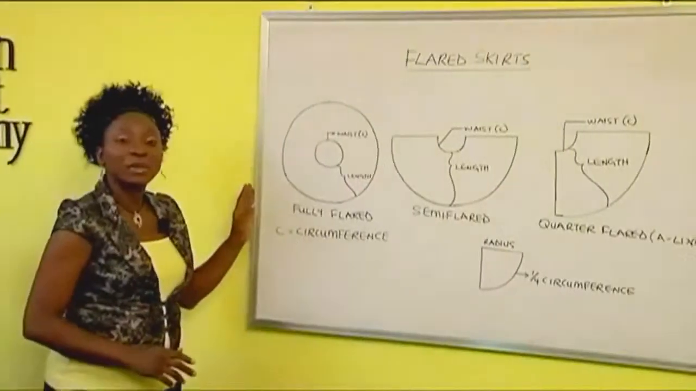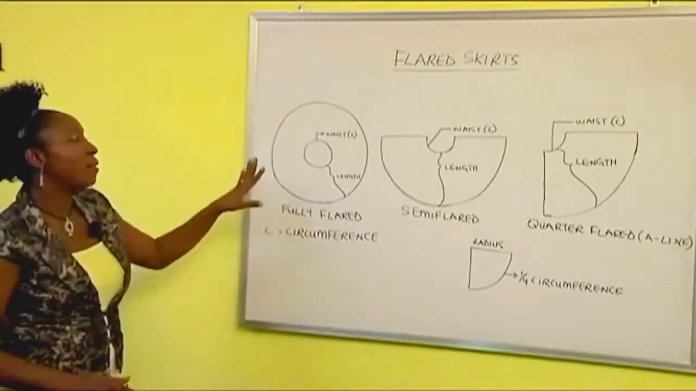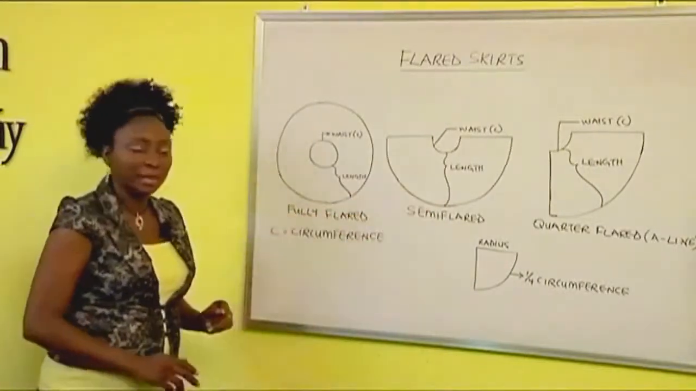are cut in circles, semicircles, or quarter circles. Let's go to the board and see how it looks. Let's take a look at the board. We can see that we have 3 different kinds of flared skirts.